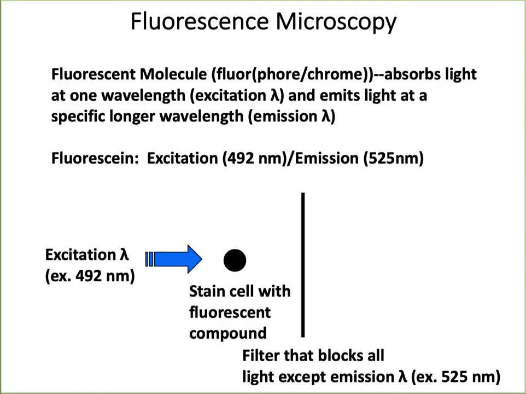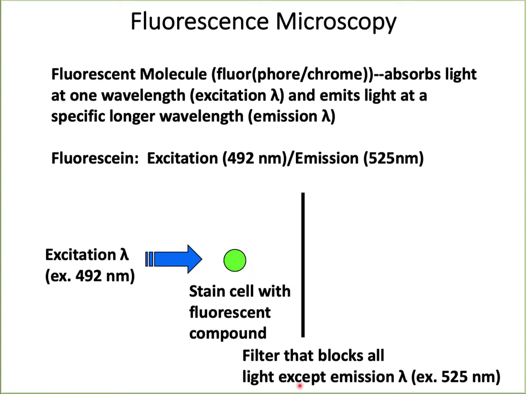So, fluorescence microscopy relies on fluorescent molecules, sometimes called fluorophores or fluorochromes. Unique to fluorescent molecules is that they absorb light at one wavelength and emit light at a specific longer wavelength. A common example is fluorescein, which is a very common fluorophore. It is excited at 492 nanometers, which is in the blue range of the light, and its emission is at 525 nanometers, which is bright green in color.